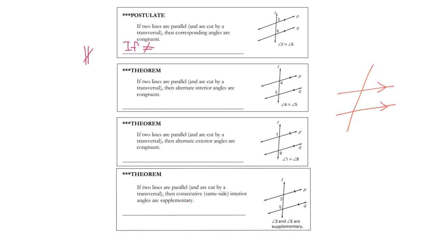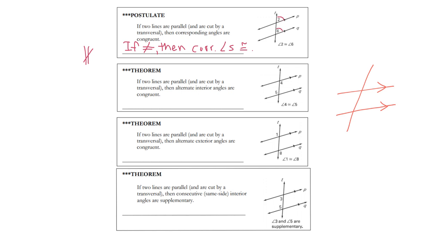So if two parallel lines are cut by a transversal, then corresponding, I'm going to abbreviate this as well, CORR, corresponding angles are congruent. If two parallel lines are crossed by a transversal, then corresponding angles are congruent. Always. It will always be true if the lines are parallel. So this is congruent to this.